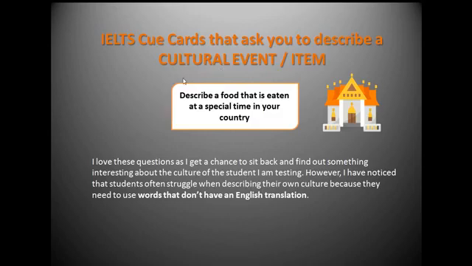Now, moving to the next category. The cue cards that ask you to describe a cultural event or item. It may be about any festival, it may be about any occasion that is celebrated. It can be anything, students. I have taken one example and that says describe a food that is eaten at a special time in your country. Any food that is eaten at a special time in your country.